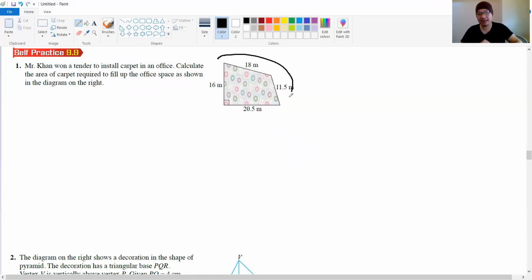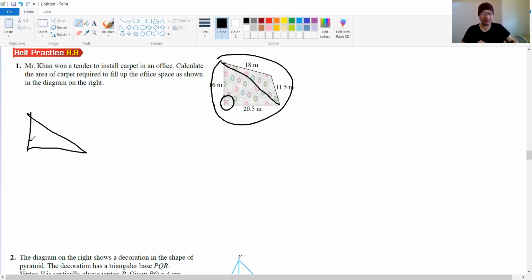Okay, how do we find the area of this whole thing? And then don't forget, we got 16, 24. Okay, we got, you see, we got 90 degree. That means this one, we can split this shape here into two kinds of triangle. Two different triangles, sorry. So the first triangle will be 90 degree, 16 here, 20.5 here. How much is this? Hypotenuse.